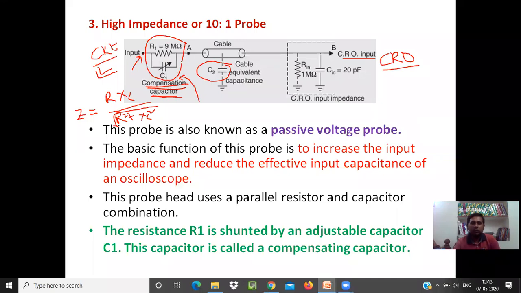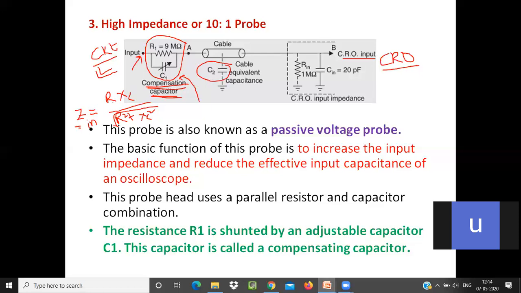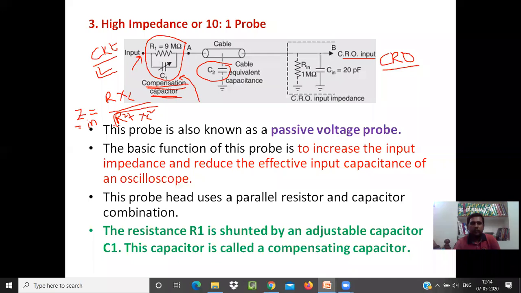Now the first one is the parallel combination of R1 and C, and the impedance of that is Z. We can say Z is the input impedance of the cable: R into XC divided by the square root of R square plus XC square, where XC is the reactance of capacitor C1, or XC1. This is a parallel combination, and the second one is C2, and finally these two are in series, and then the signal is transmitted at point A.